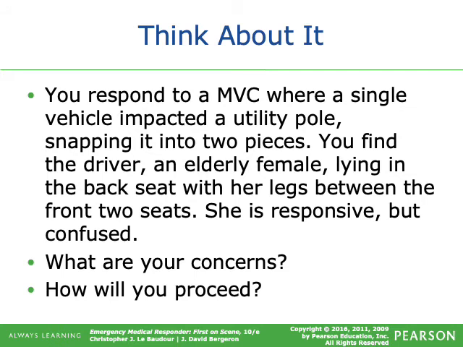Think about it. You respond to an MVC where a single vehicle impacted a utility pole, snapping it into two pieces. You find the driver, an elderly female lying in the back seat with her legs between the two front seats. She is unresponsive but confused. What are your concerns? Our concerns are this is a high mechanism accident. She is also unresponsive. We're going to proceed by immediately assuming she has a spinal injury. We're going to assess our ABCs and take manual spinal immobilization procedures. We're going to continue with care, evaluating for signs of shock.